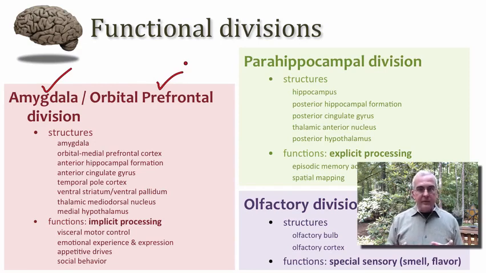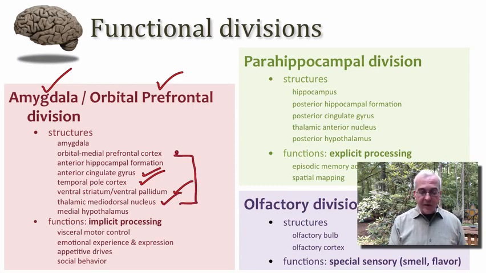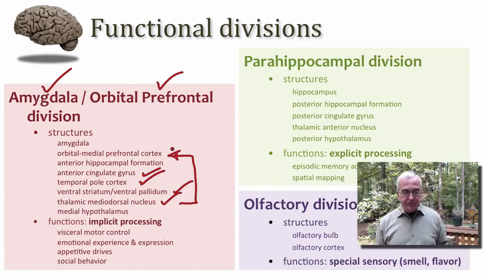So these two regions of the telencephalon are intimately interconnected. They also maintain connections involving the cingulate gyrus, the temporal pole cortex, and of course they have loops that run through the basal ganglia, through the ventral striatum, the ventral pallidum, as well as through the mediodorsal nucleus of the thalamus, which then projects back on into these cortical regions.